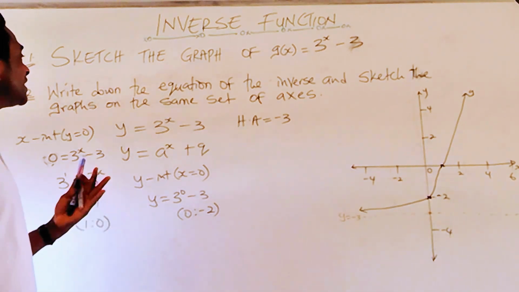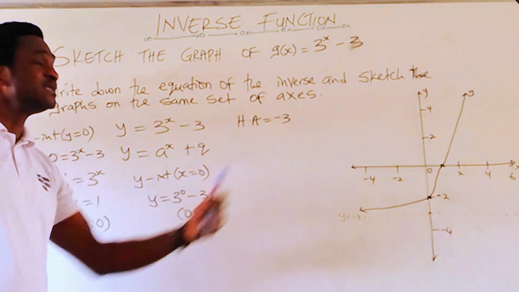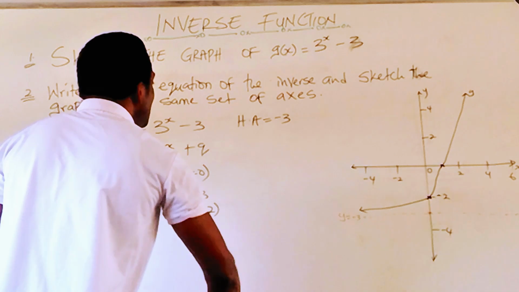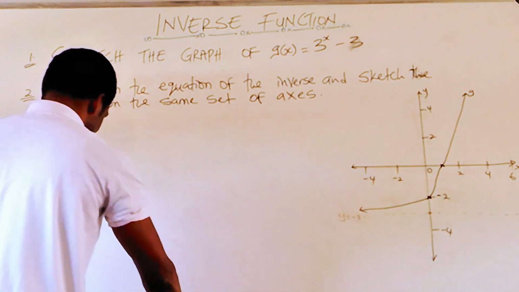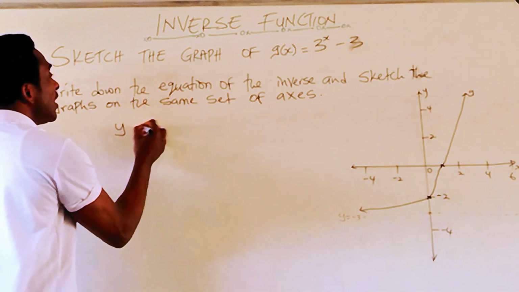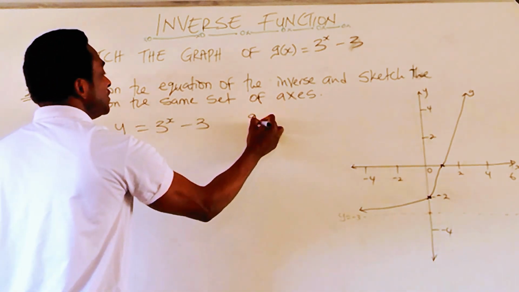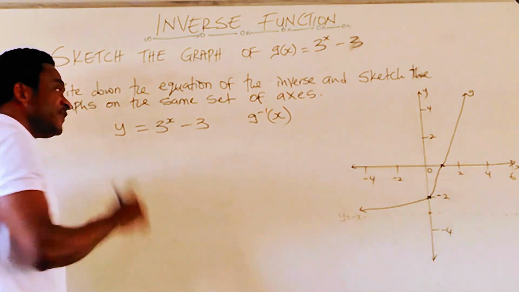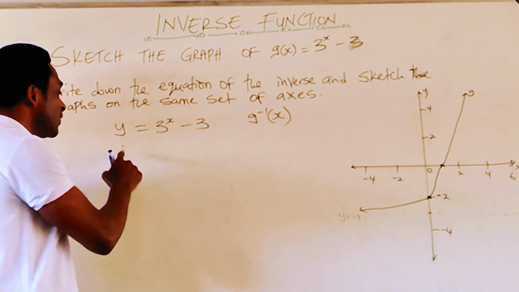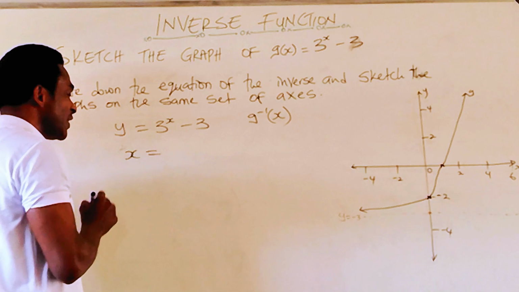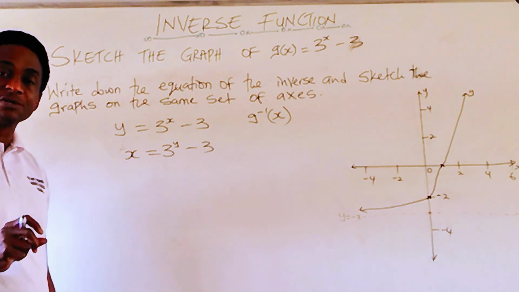Now, the second question is asking us to write down the equation of the inverse and then sketch the graph of the inverse on the same set of axes. Let's see how we go about this. We have completed the exponential graph. So for the inverse, we have y equals 3 exponent x minus 3. Remember the approach? Swap x and y. That's the first thing. Swap x and y in your given equation. Then make y the subject of the formula.